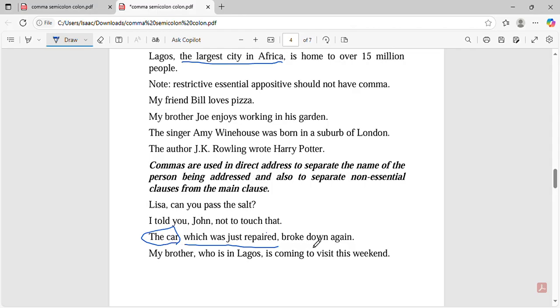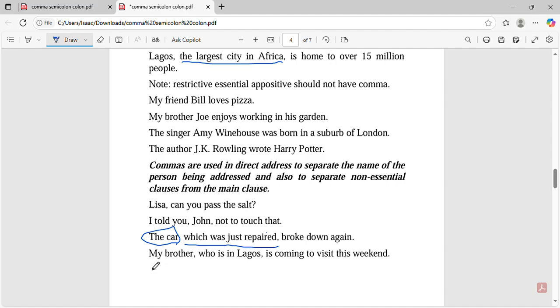Now, relative clauses are easy to identify. A relative clause simply starts with a relative pronoun. So you have the which, who, whose, that, whom. These are the main head words of a relative clause, or you can call it an adjectival clause.